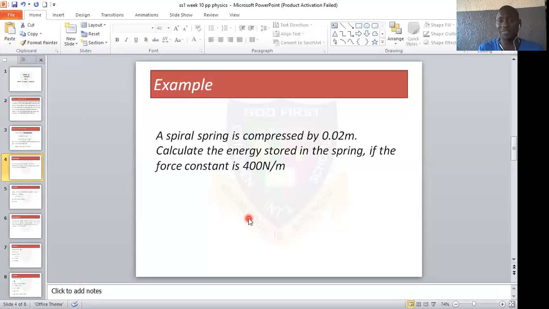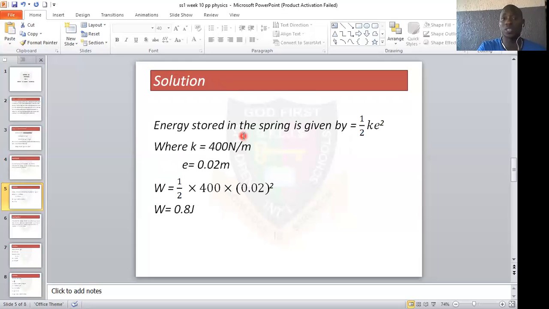First, you consider your parameters given. You are given your extension, e, which is 0.02 meters. You are given the force constant, 400 Newton per meter, and you are asked to calculate the energy stored in the material. The formula to use: we could use 1 over 2 Fe, but we are given the force constant, so it is 1 over 2 Ke squared. Energy stored in the spring is 1 over 2 K times e squared, where K is 400 Newton per meter and e is 0.02 meters.